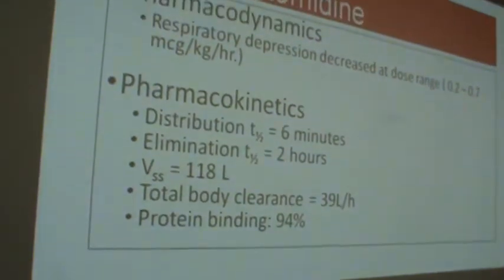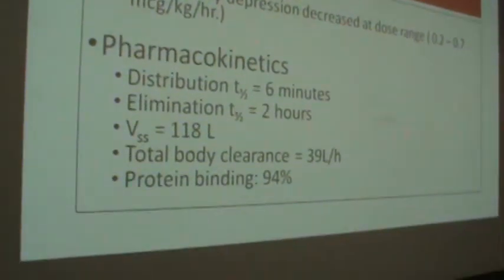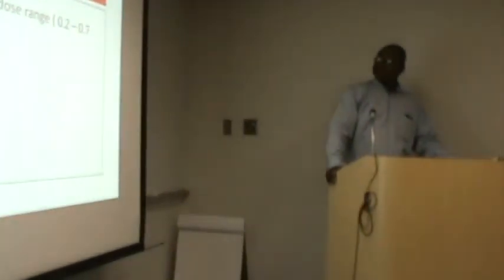The pharmacokinetics of dexmedetomidine is that the distribution half-life is about 6 minutes. So that means when you infuse it, it rapidly gets distributed, and you're going to see the effect within about 6 minutes. Elimination half-life is about 2 hours, and steady-state volume of distribution is about 118 liters, and the total body clearance is about 39 liters per hour. Protein binding is very sufficient, about 94%.